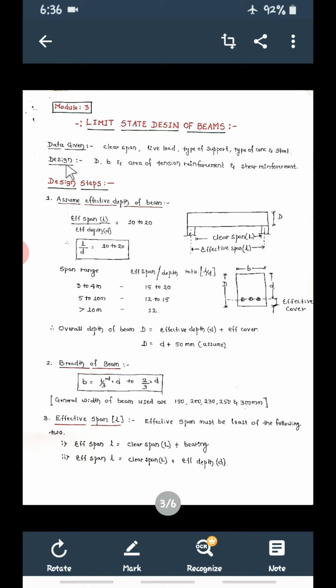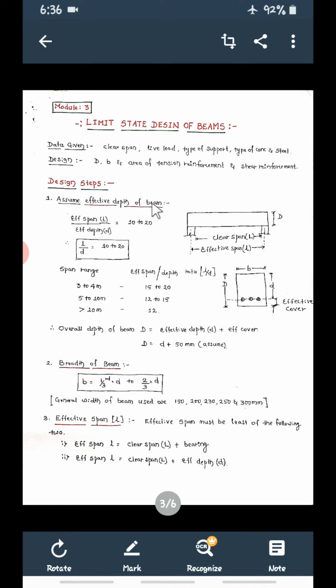First remember, data will be given, then we're going to design capital D, effective depth small d, width of the beam B, area of main steel, that is AST, then shear reinforcement we are going to calculate. Then what are the steps to be followed? Now see here, the first step: you have to start with assuming the effective depth of the beam, small d.